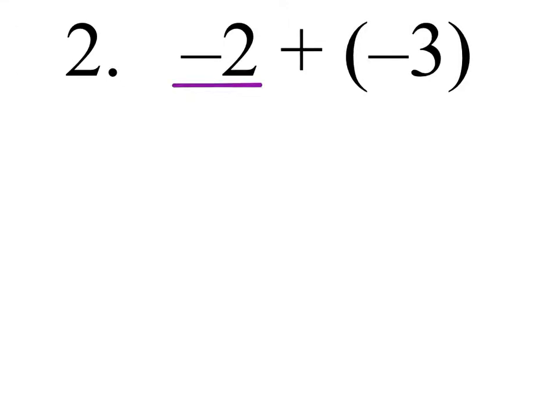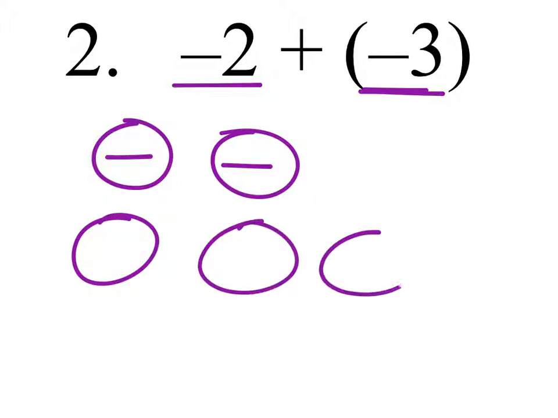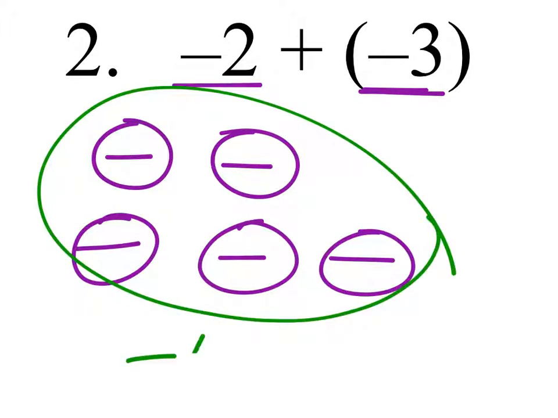You guys want me to use tiles or number lines for this one? Tiles, okay. All right, tiles first. So let's give ourselves 2 negatives up and count. And then we're going to add to that 3 negatives. 1, 2, 3 negatives. And how many zero pairs are there? None. It's negative 5. Therefore we're just going to combine all these to make a negative 5.